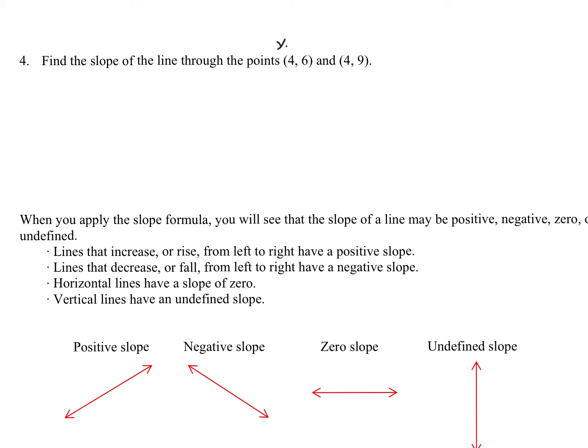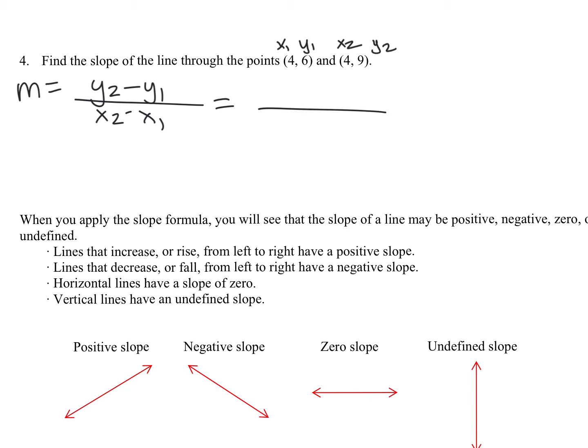So I'm going to have x1, y1, x2, y2, and then m is equal to y2 minus y1 over x2 minus x1. All right, so I've got my skeleton set up, ready to go. Now I'm going to go ahead and plug in my values. I'm going to do the y values in red and the x values in blue.